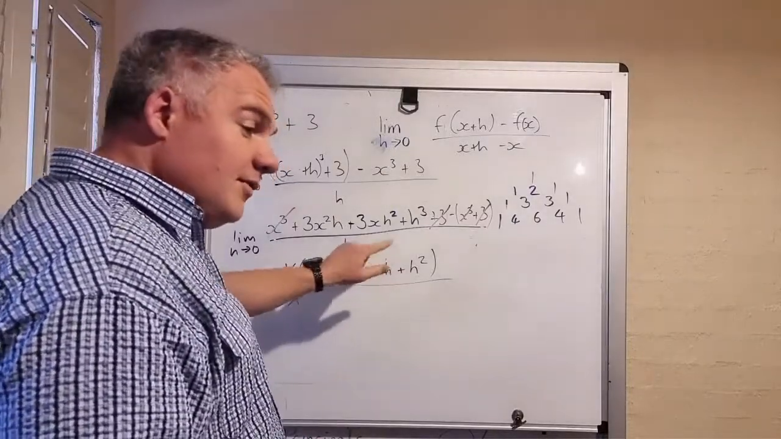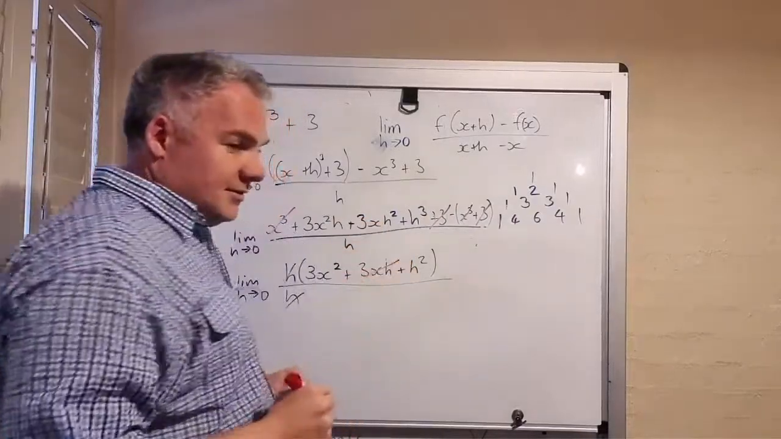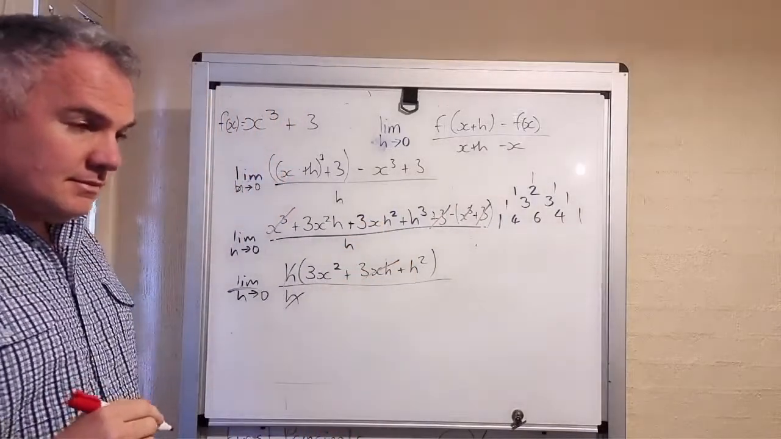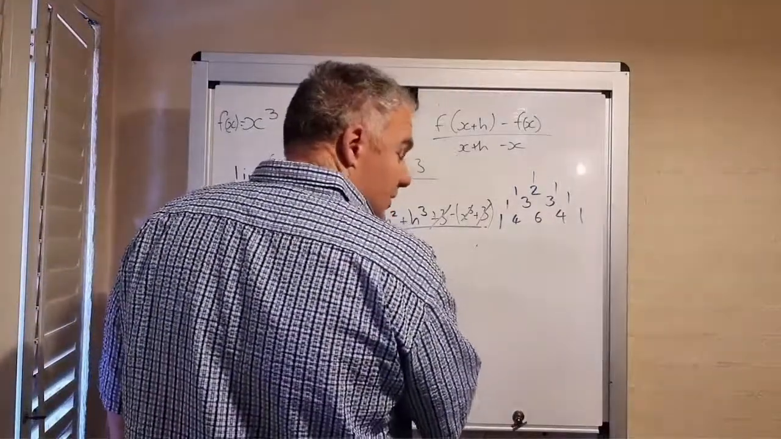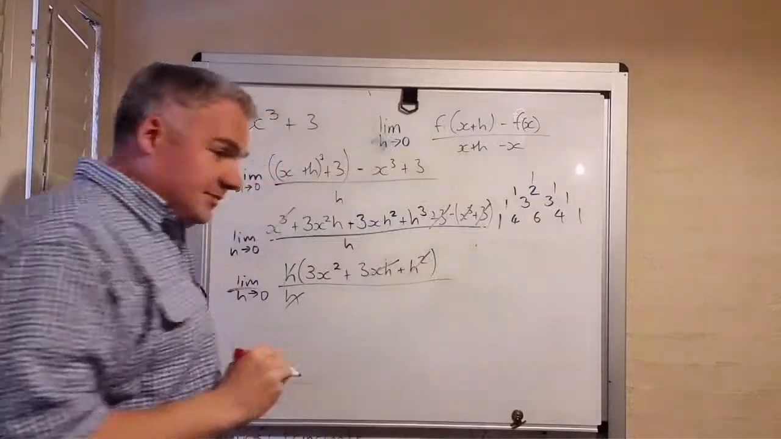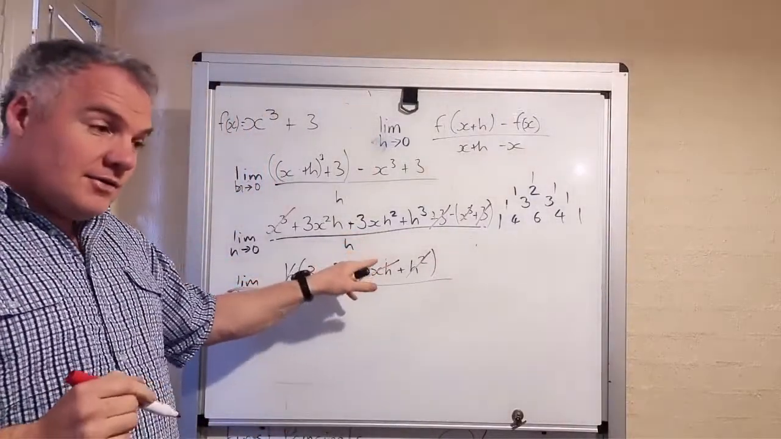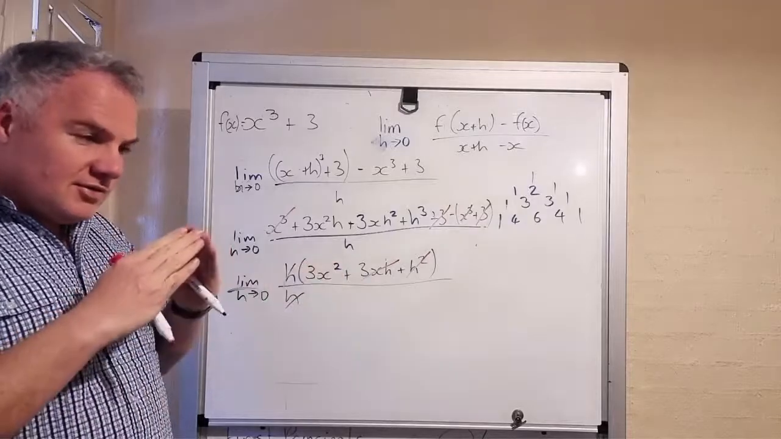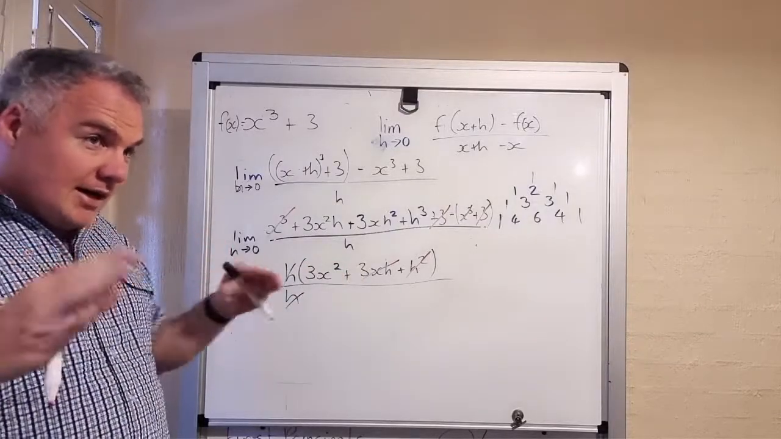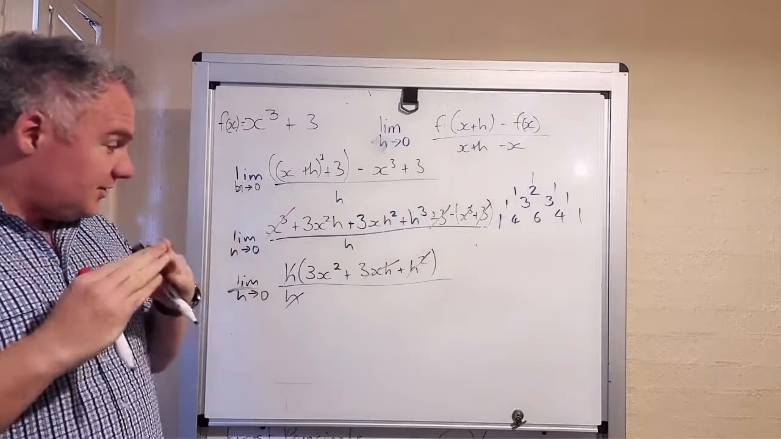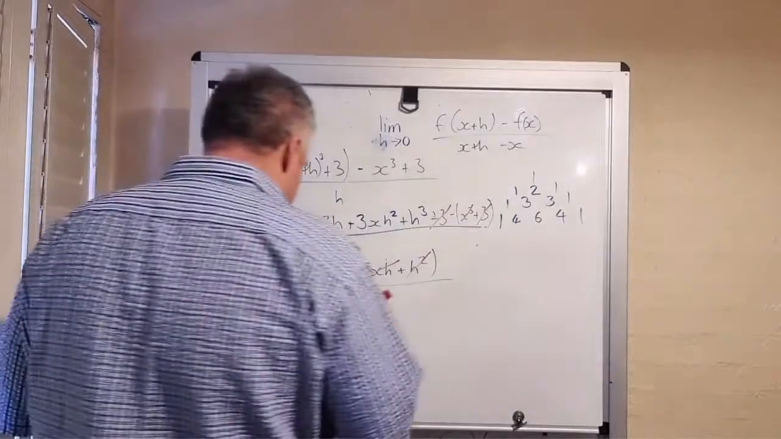there's going to be a value for h that's so small it makes that nothing. And there's going to be a value for h that's so small it makes that nothing. Okay, so they get cancelled as we approach 0. Yeah? They go away as h gets closer and closer to 0. So we're just left with the 3x squared. Okay?